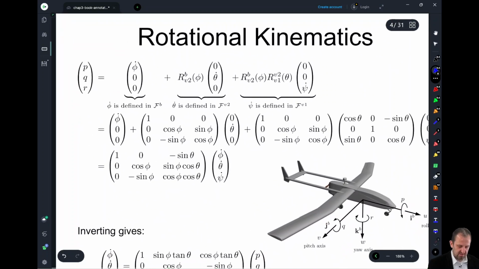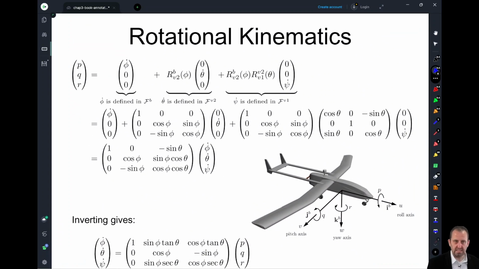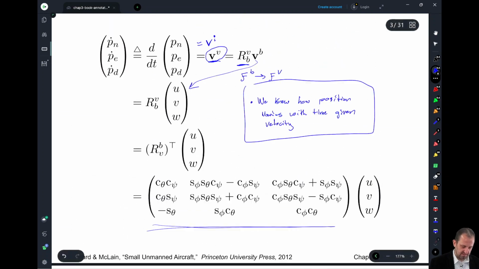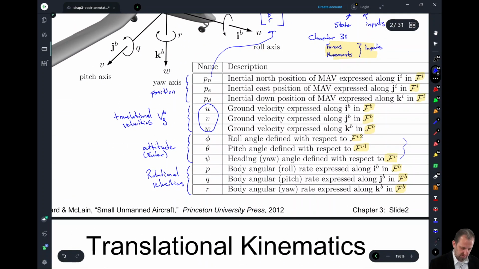Rotational kinematics. Rotations always make things slightly more difficult, right? Recall we defined our time derivatives in one frame. We defined our states. Sorry, let's go back up here. So now we're trying to relate our position with our rotational attitude with our rotational velocities.